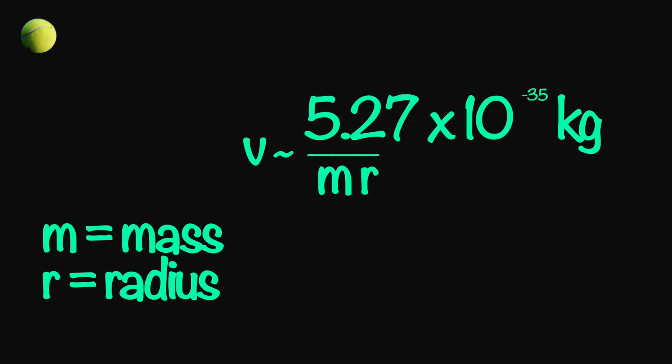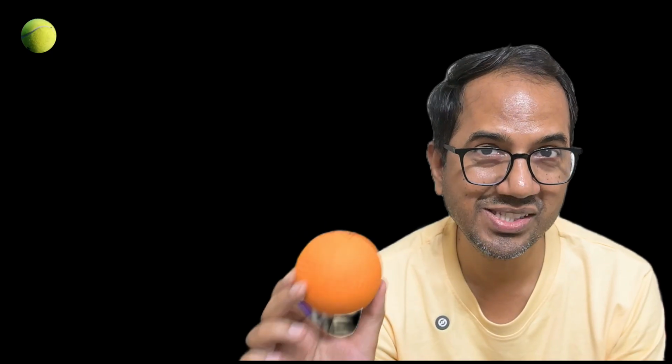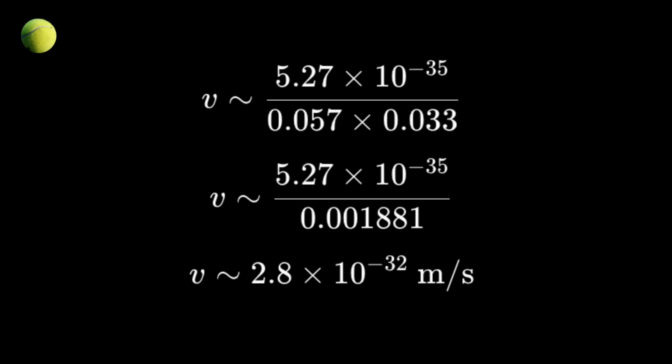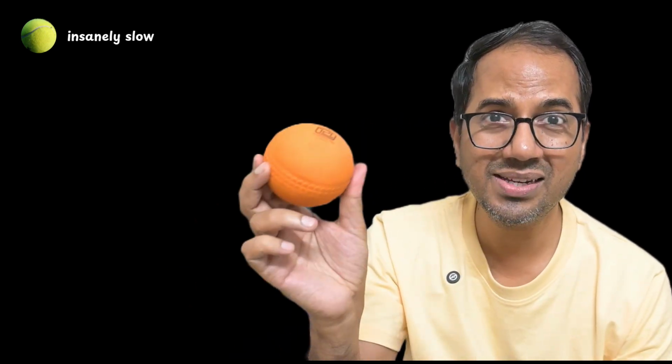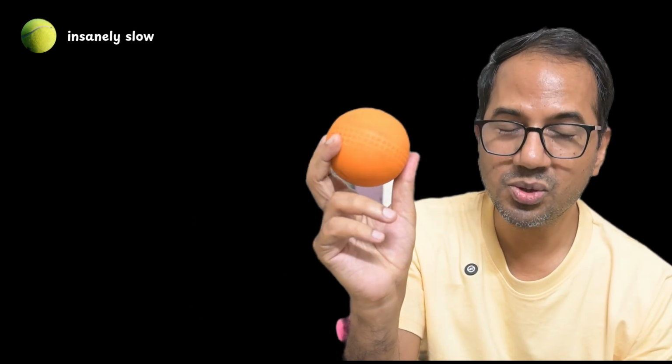Okay, for a standard ball, the mass is about 50 grams and its radius is about 0.033 meters. So its velocity is 2.8 into 10 raised to minus 32 meters per second. That is insanely slow. Even if you have waited for a trillion years, you will barely see this moving.